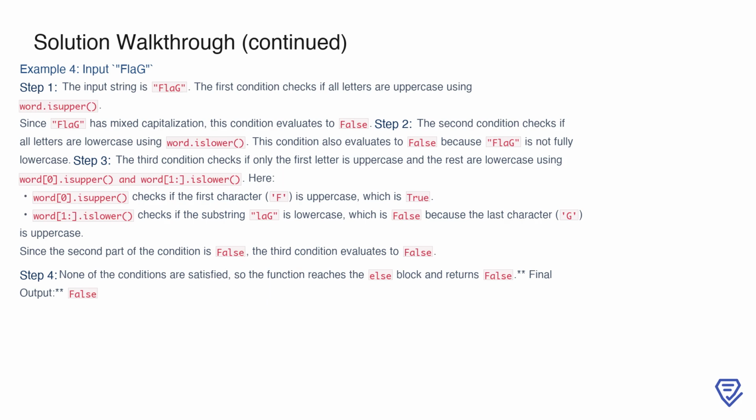The third condition checks if only the first letter is uppercase and the rest are lowercase. Here, word[0].isupper confirms the first letter F is uppercase, which is true, but word[1:].islower checks the substring laG and finds that the last character G is uppercase, making this condition false. Since none of the conditions are satisfied, the function reaches the else block and returns false. The final output for this example is false.